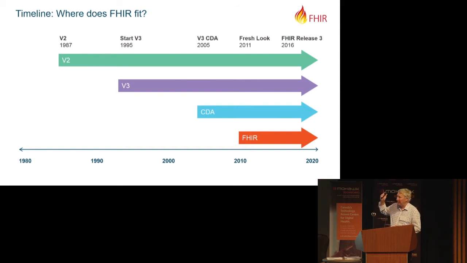So HL7 has got a number of interoperability standards. The first one is version 2, which is a messaging-based standard. It's been around since about 1987, grew out of Duke University in the US, as you probably know.